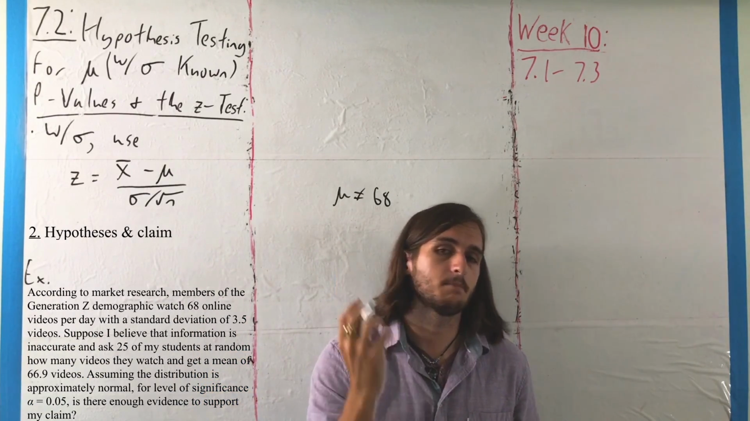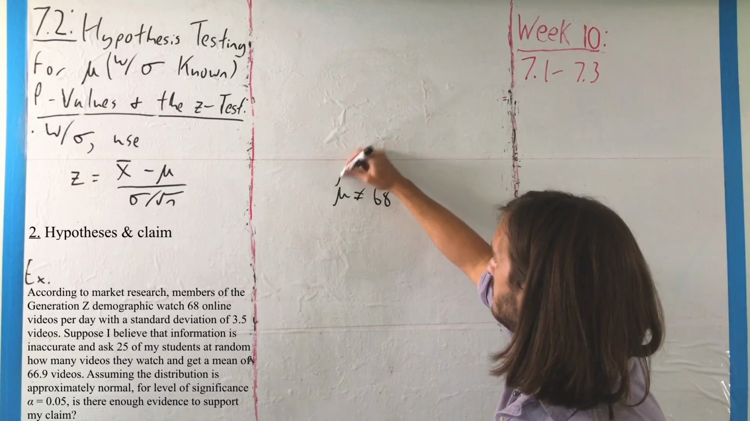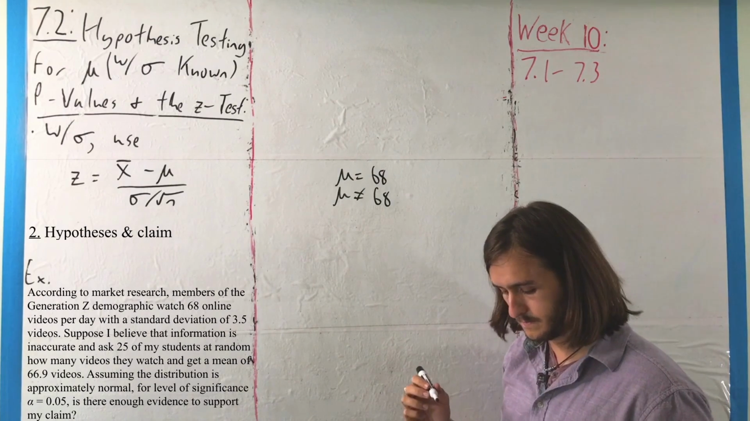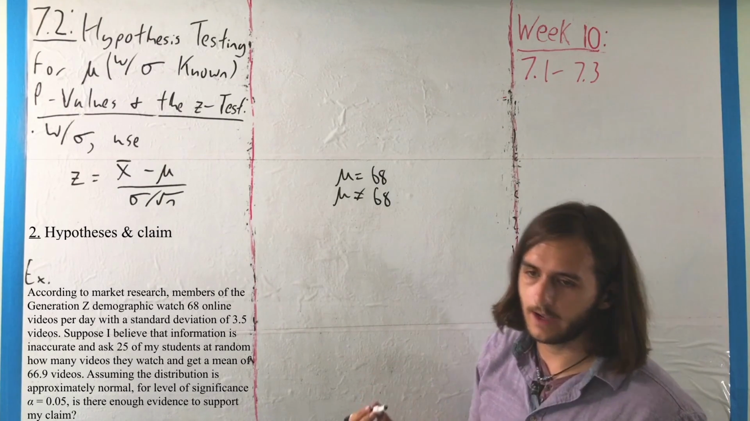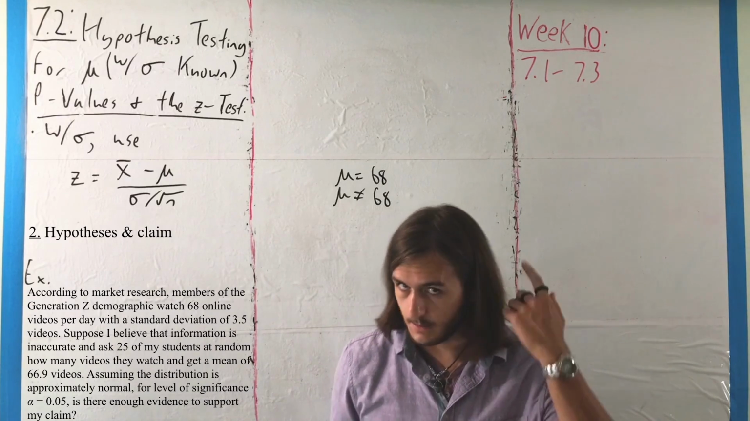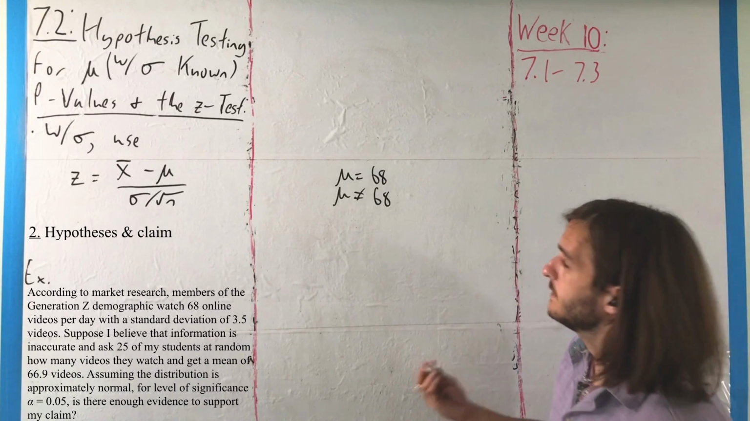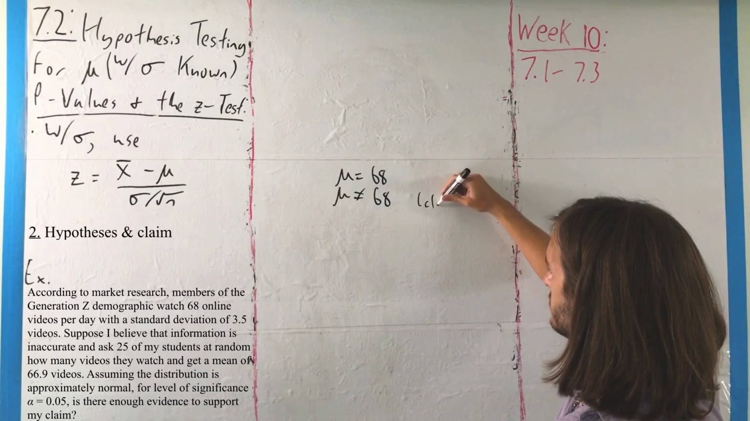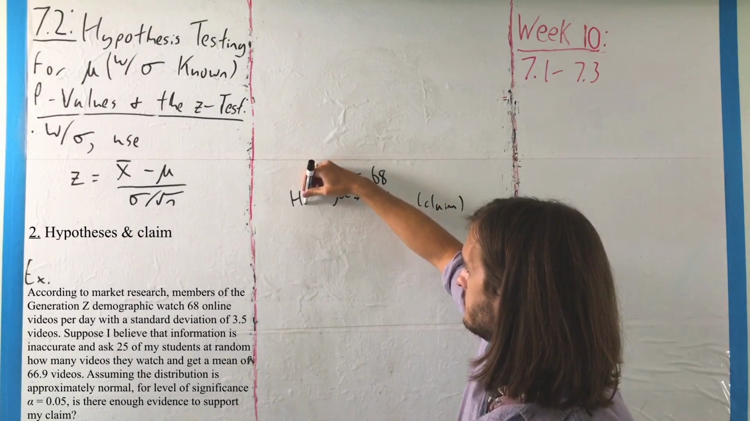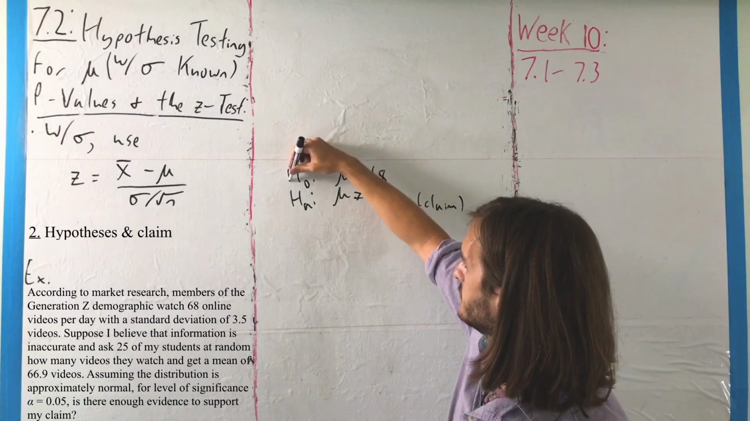That's just our supposition. In this case, the supposition being that mu is equal to 68, where we also have that standard deviation given of 3.5. Just keep that one bouncing around back there somewhere. It is important to know, but this guy here is our claim. This is our alternative, and that is the null.